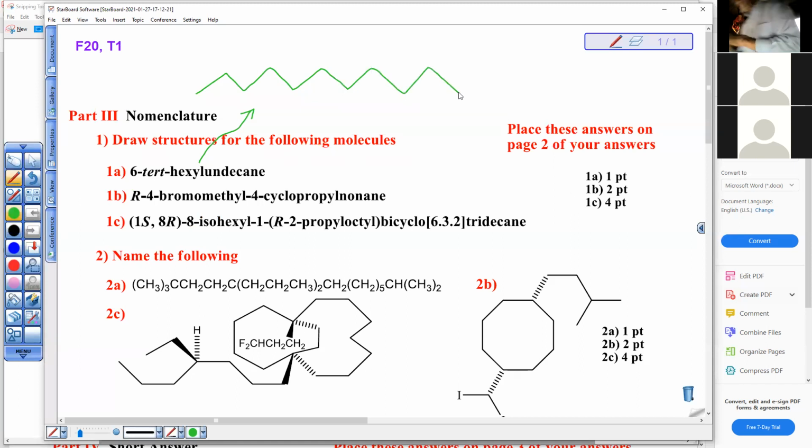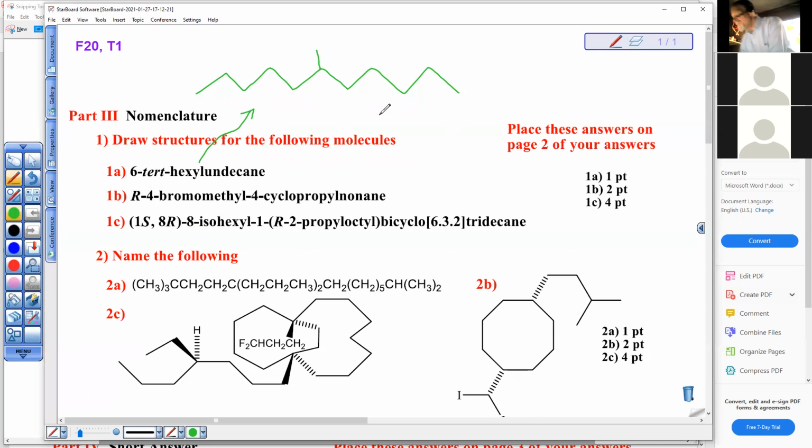I always verify. I'm never sure where I started and stopped my sticks. I'll count from the bottom. Odd numbers: 1, 3, 5, 7, 9, 11. Good. And now on carbon 6, I have to draw a tert-hexyl. So here's 2, 4, 6. There's some kind of group up here.